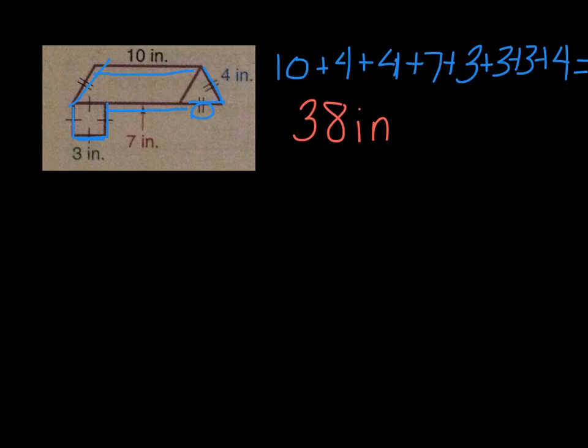Now, if they hadn't given me this 7 inches right here, I could have figured out how long this section was, because they told me right here is 10 inches and this section right here is 3 inches. So this is the same: 10 minus 3 equals 7. So you can always use other parts of the shapes in order to figure out missing parts as well.